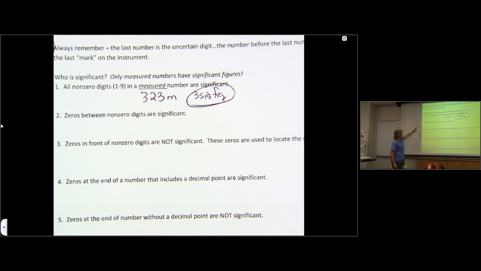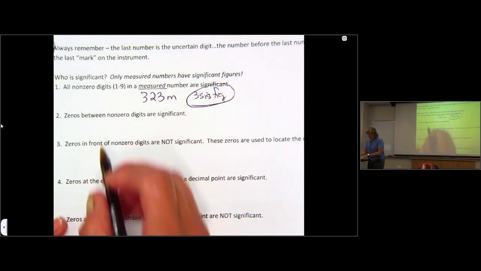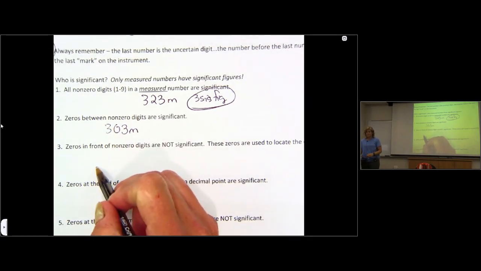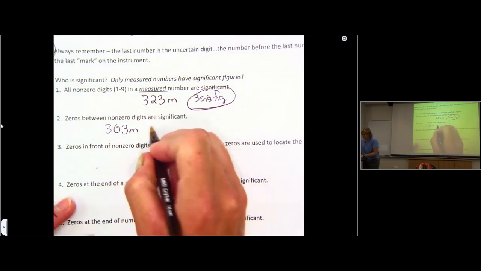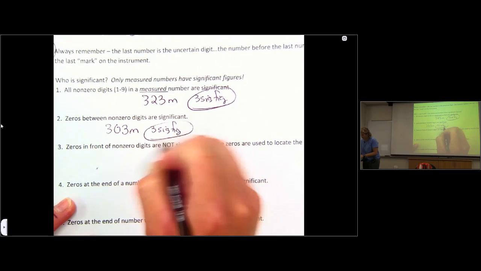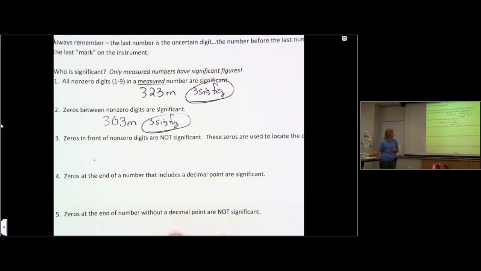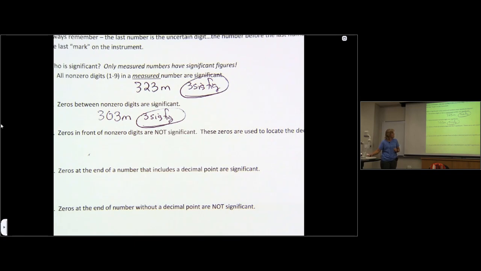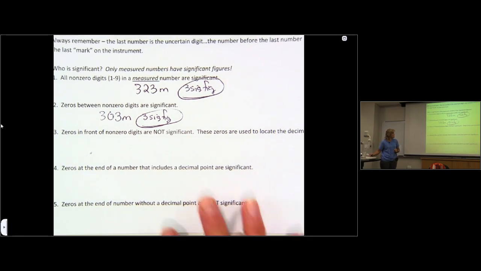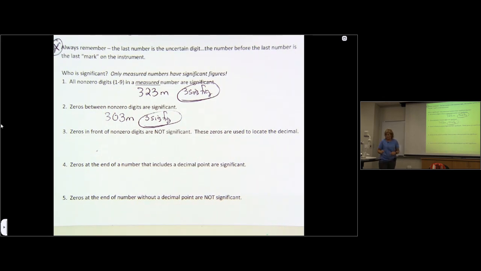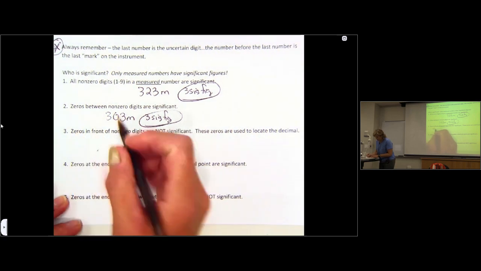That one's pretty simple. This one is as well. Zeros between non-zero digits. So 303 meters. Is that 0 significant? Yes, it's between non-zero digits. It's significant. So that's also 3 significant figures. Not a problem. The next one is a little trickier. It says zeros in front of non-zero digits are not significant. These zeros are used to locate the decimal. We'll give you 2 examples, actually.